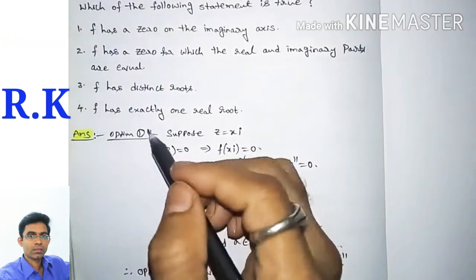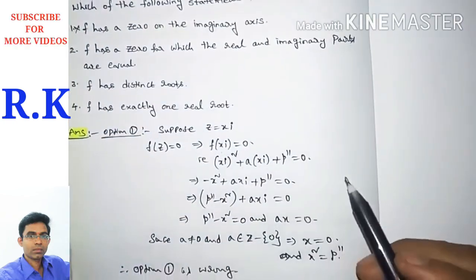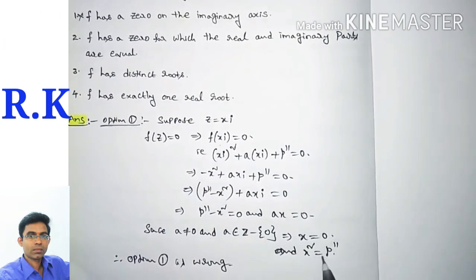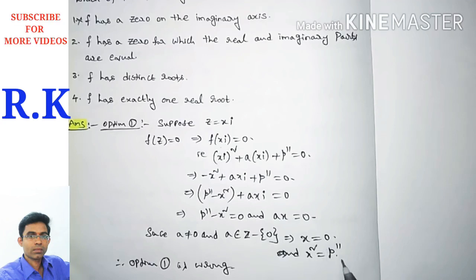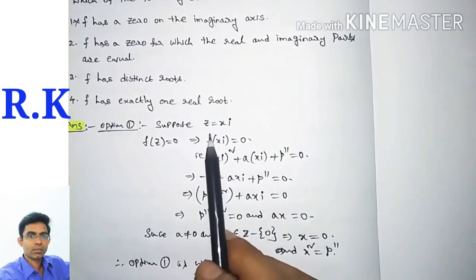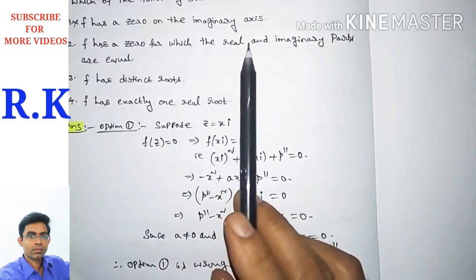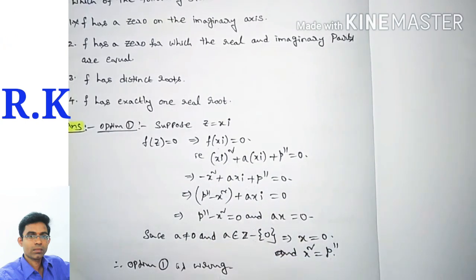Is it clear? So we can discard option number 1 here, because x value is equal to 0, at the same time x square is equal to p power 11. So it does not hold simultaneously. So z equal to xi is not possible. That means f has a 0 on the imaginary axis is a wrong option. So we can discard option number 1.